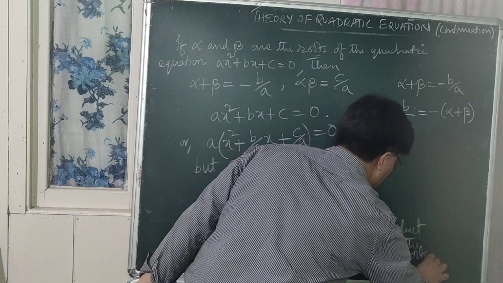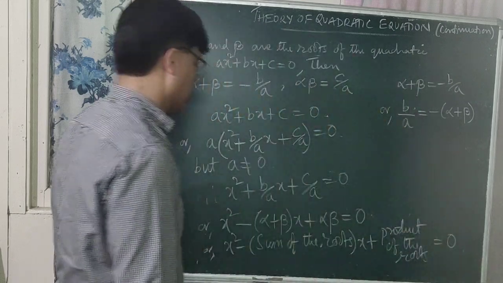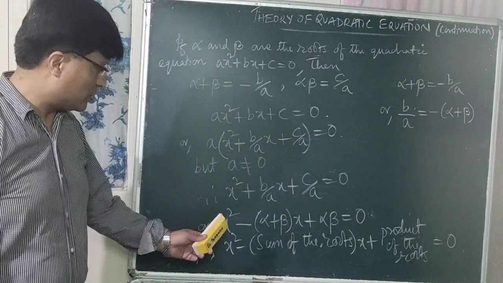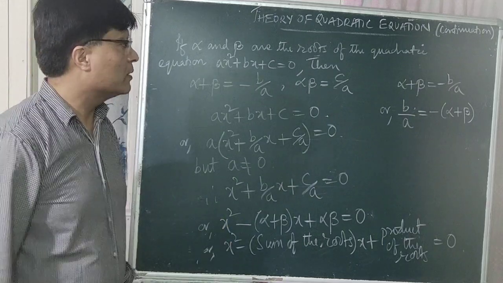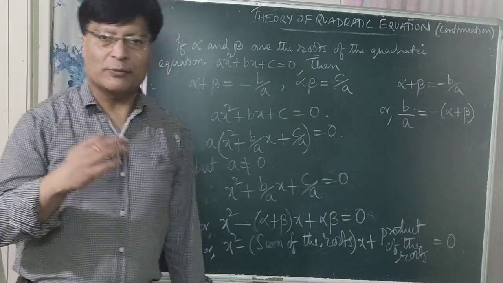It is the product of the roots, which is equal to c upon a. Is it clear? So this is also a formula. Now we'll do the summary.